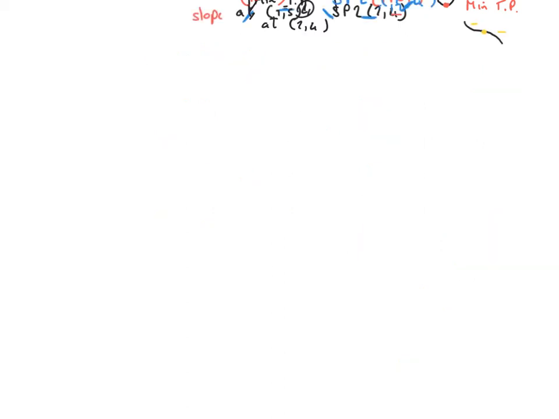Okay, let's try example 2. We're going to find the stationary points on the curve f of x equals 4x cubed minus x to the 4, and determine their nature.